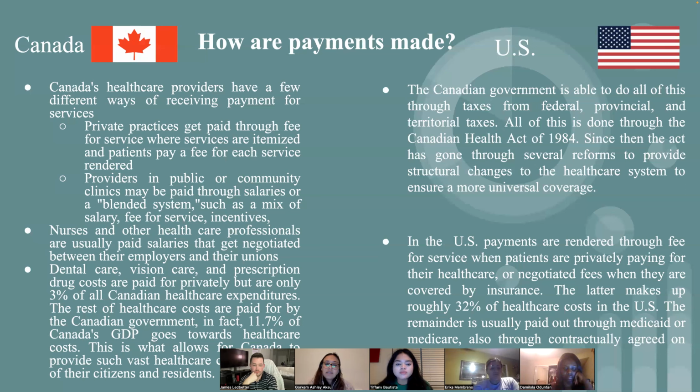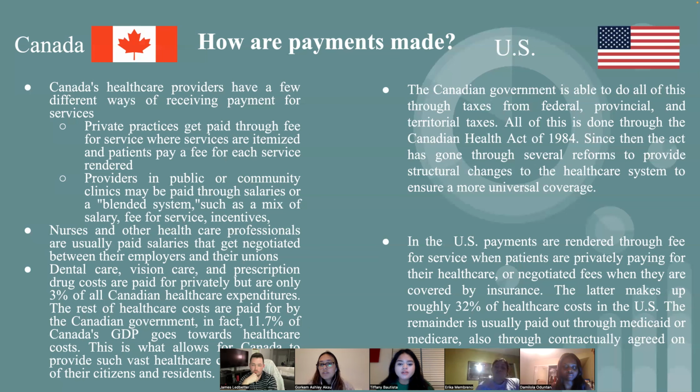This is what allows Canada to provide such vast healthcare coverage to all their citizens and eligible residents. The Canadian government provides universal healthcare to their citizens through federal, provincial, and territorial taxes. All of this is done through the Canadian Healthcare Act of 1984. Since then, the Act has gone through several reforms to provide structural changes to the healthcare system to ensure more universal coverage.